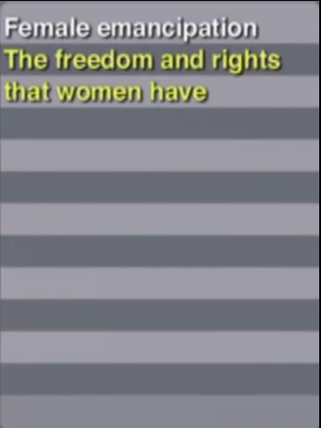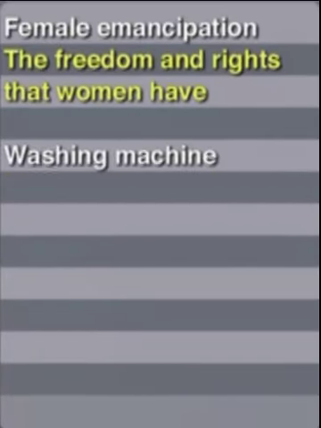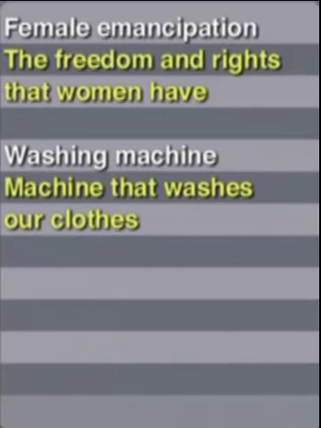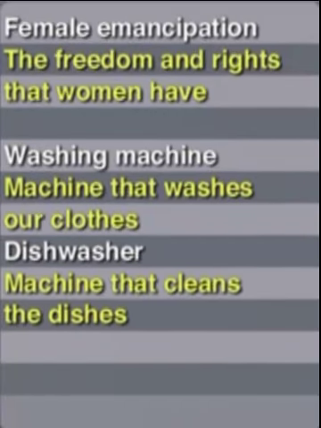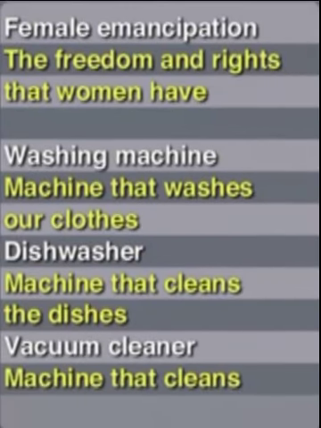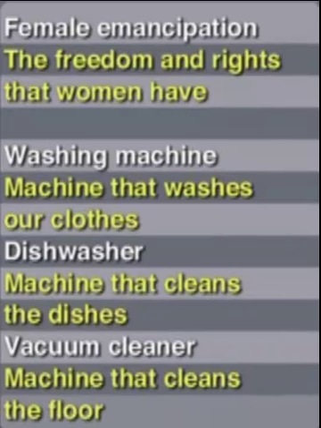And some things that we have in our houses now, which make our lives easier, are the washing machine. This is the machine that washes our clothes. The dishwasher, the machine that cleans the dishes, plates, and glasses. And the vacuum cleaner, the machine that cleans the floor.